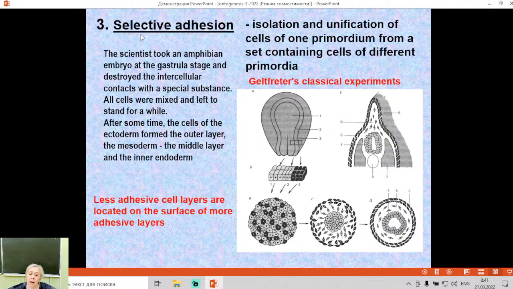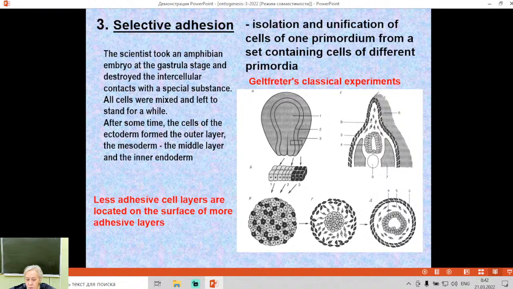Next mechanism, selective adhesion, is the isolation and unification of cells of one primordium from a set containing cells of different primordia. And on the slide you see Holtfreter's classical experiments.